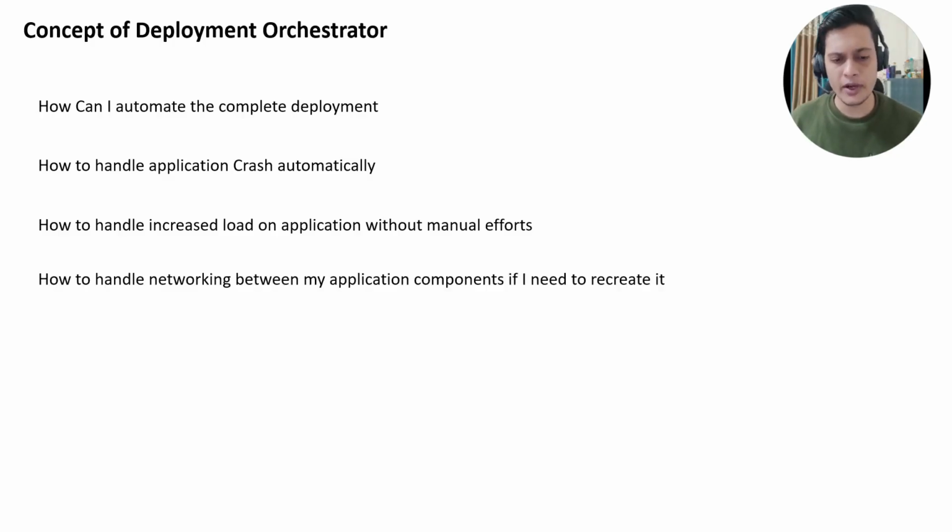Now, next thing, how to handle networking between my application components if I need to recreate it. So let's say you are working on some machine and you just deployed your application manually. While integrating the services, you had to provide some domain names or IPs of those machines where that application is taking requests or providing responses. In some scenario, your server got shut down or some crash happened at your server and you need to recreate it. Then again, you had to work on all the networking part. You need to collect the IPs, you need to collect the services.